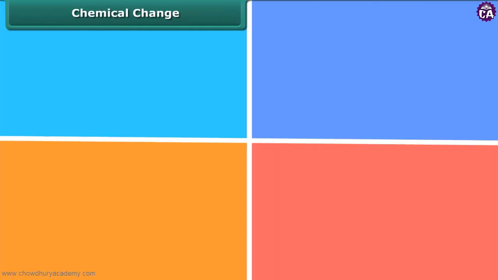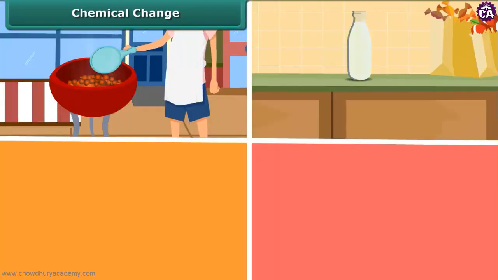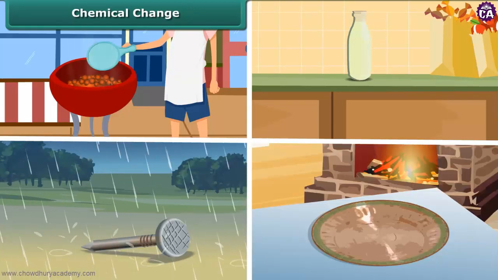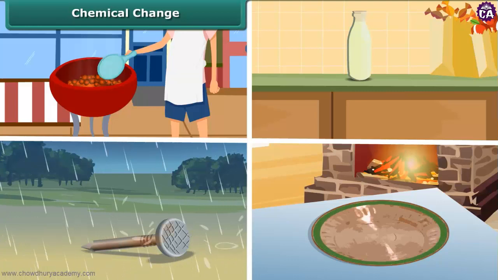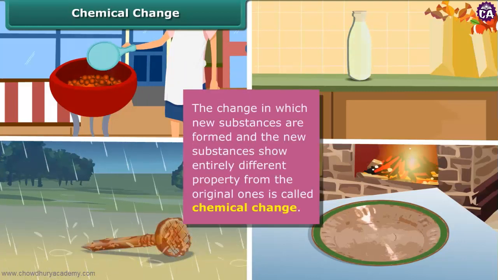Chemical change. Burning of coal, spoilage of milk, rusting of iron and formation of green film on copper are chemical changes. A substance undergoes chemical reaction during a chemical change.